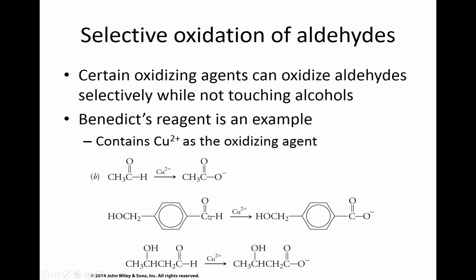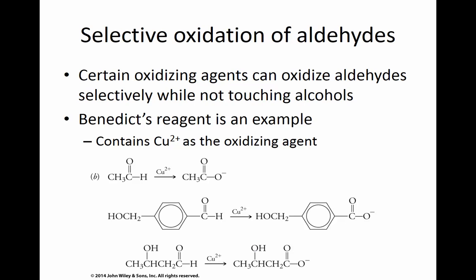Here's another aldehyde, and here's an alcohol on the other, and you can see the alcohol stays the same, but over here we have a deprotonated acid on this side because of the oxidation with copper. Same here, we have an alcohol and an aldehyde. We end up with, again, the deprotonated acid, but the alcohol is still an alcohol.